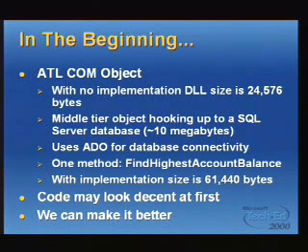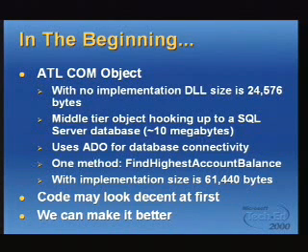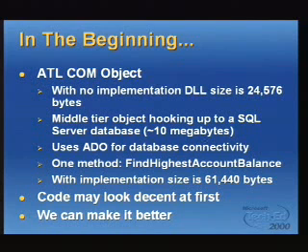I'm going to start with a very simple ATL COM object, and it just has one interface and one method on that interface. Pretty much all that method is going to do is give us the account name with the highest account balance at a virtual bank, if you will. This bank is effectively a SQL Server database running locally on my laptop. In effect, all it's going to do is scan through that database, find the highest balance, and return it back to the client.